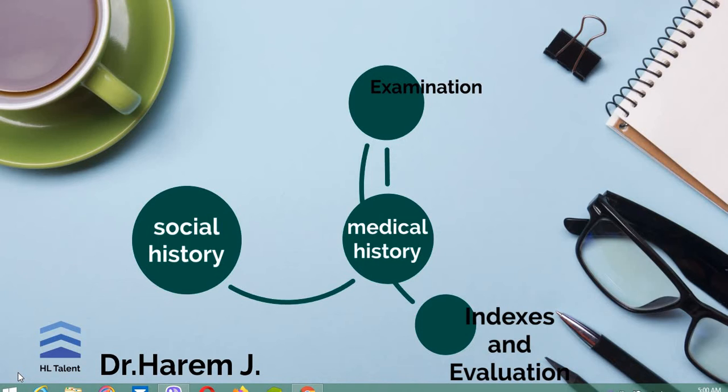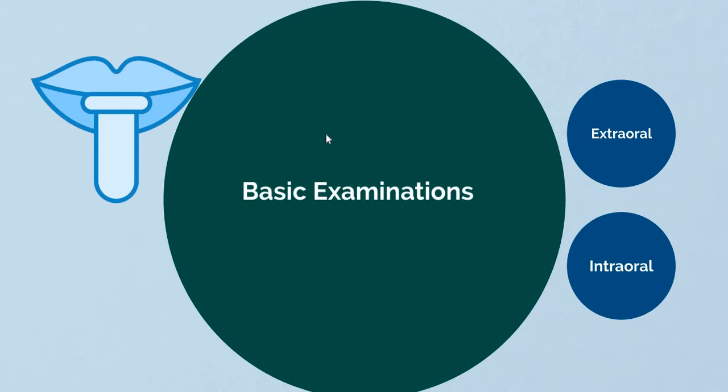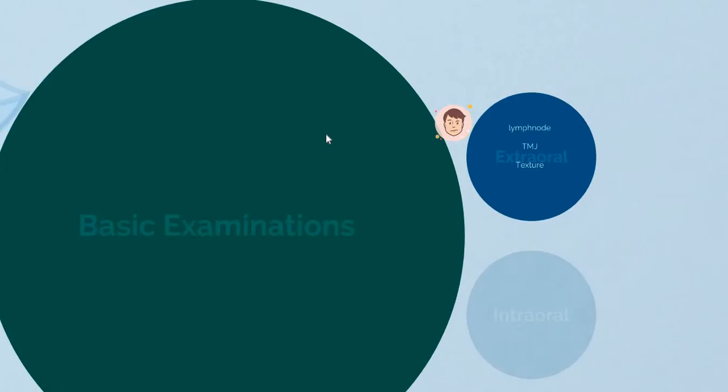Actually, in the previous lecture, we talked about the social and medical history. We talked about these two subjects, and today we are talking about the examinations, indexes, and evaluation. So, basically, in the examination, we have two types of examination during history taking. We have extraoral examination and we have intraoral examination.